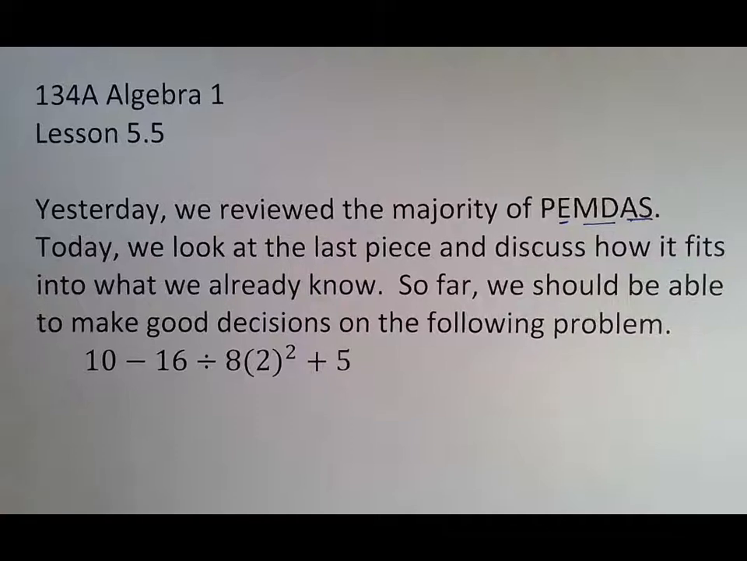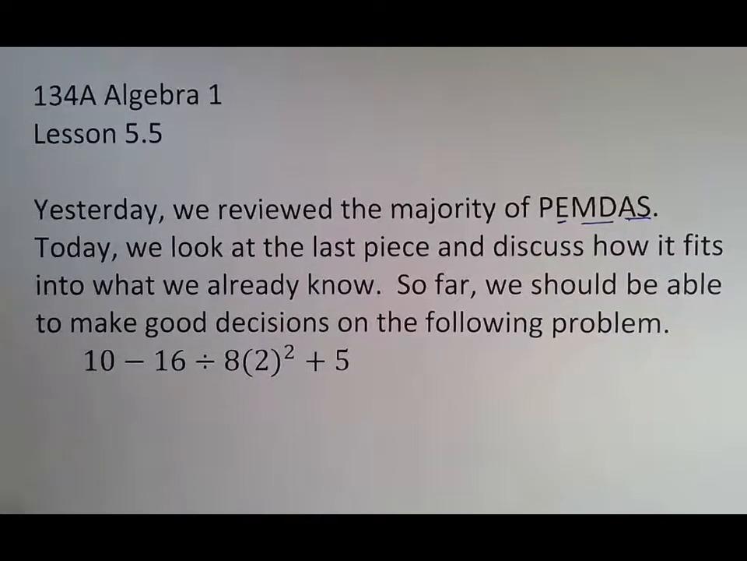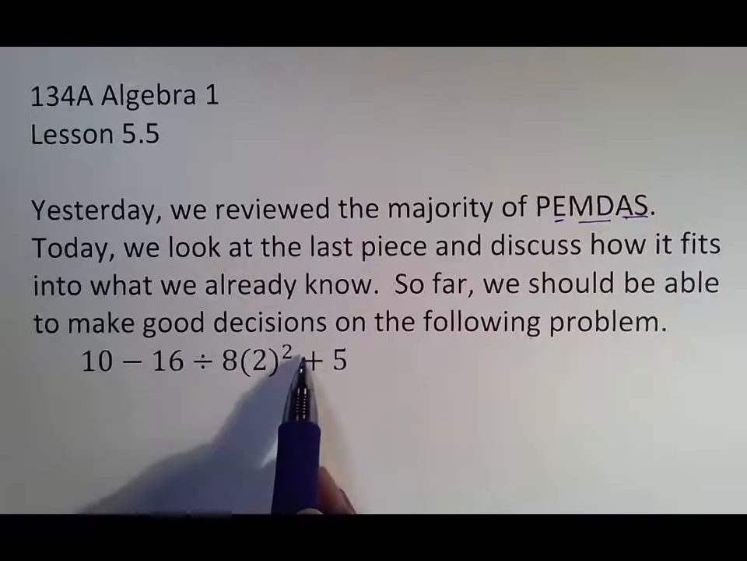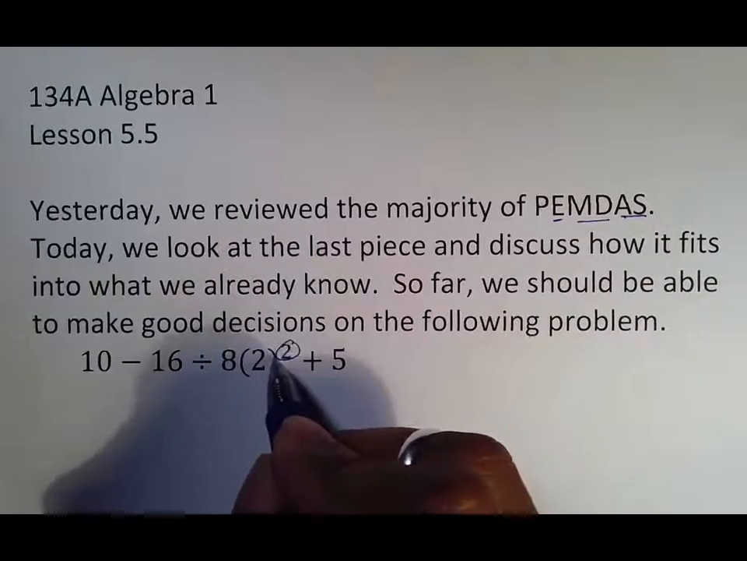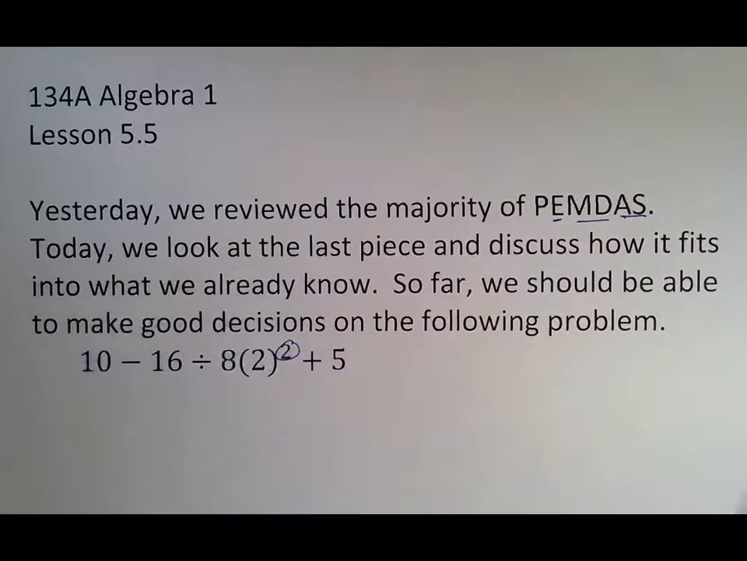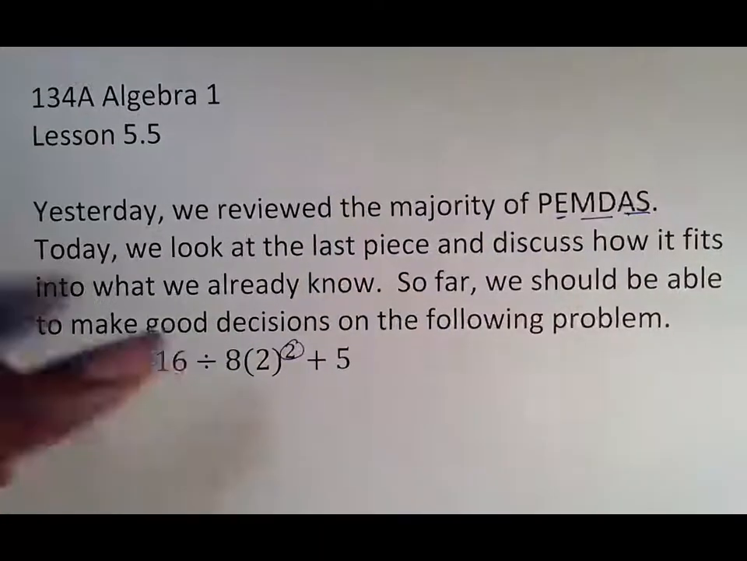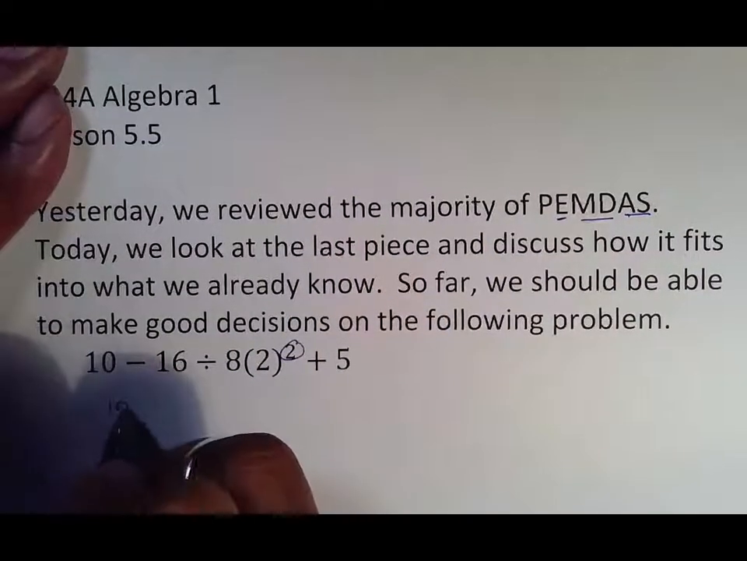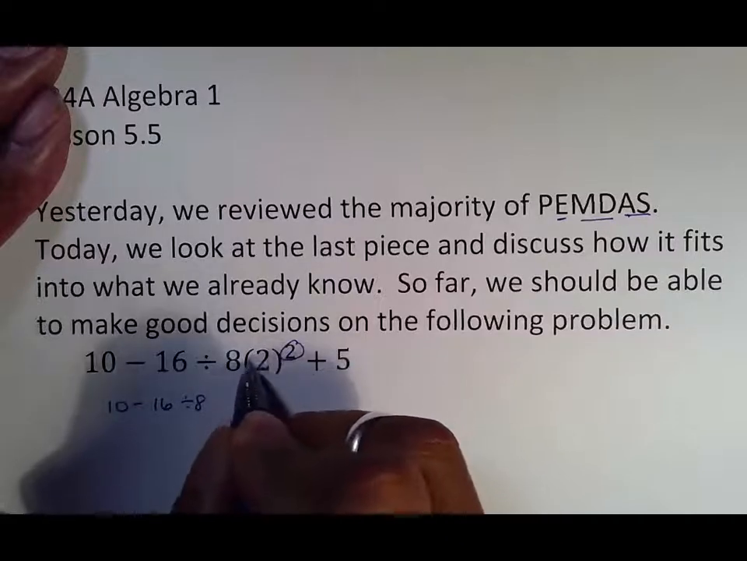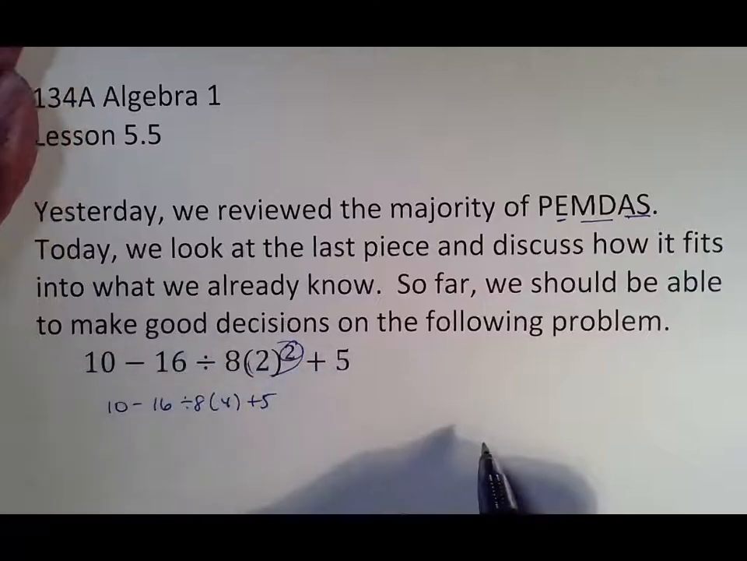So far we should be able to make good decisions on this problem here, which again, based off of our training, the first thing we're supposed to do is look for any small floating numbers, which we see one here. Remembering that 2 squared means 2 times 2 because you'd multiply it twice. Or again, feel free to go ahead and take that and put 2 squared to see for yourself. Whatever it is, everything else gets rewritten. So 10 minus 16 divided by 8. This now turns into parentheses 4 and then plus 5.